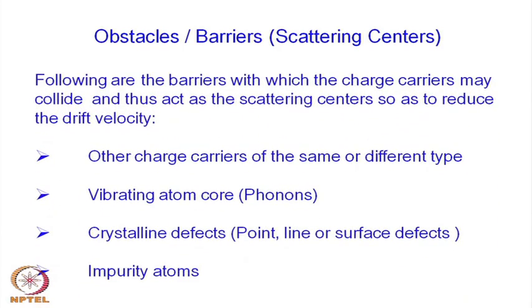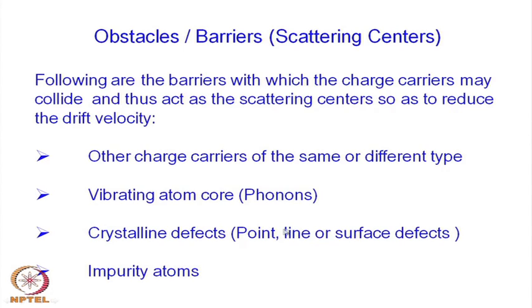Well, to complete this discussion, ultimately we find that the obstacles or different kinds of scattering centers give rise to resistance of the metals. Temperature has an effect, but the obstacles are like this. Other charge carriers of the same or different type, okay, if it is cations or anions, they can also collide with others. Electrons can collide, of course, they can collide primarily with the phonon mode.